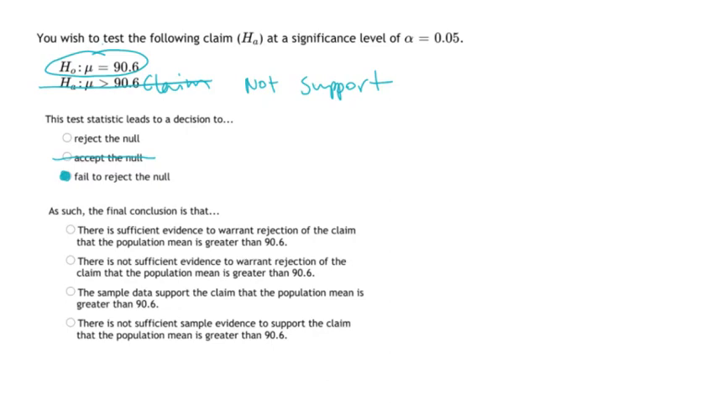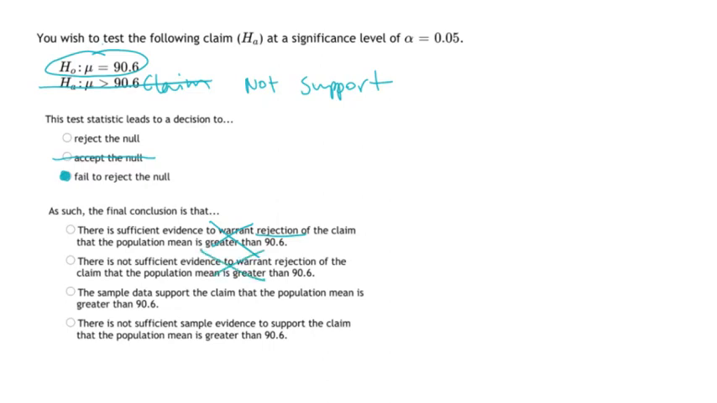So let's read through our options here. The final conclusion is that there is sufficient evidence to warrant rejection of the claim. Well, I am not favoring the claim, but I can't use that strong language of rejection because it's my alternative hypothesis. So rejection and claim do not go together. So I crossed that one off. The second one, there is not sufficient evidence to warrant rejection of the claim. Again, I can cross that one off because it has the language of rejection in it.